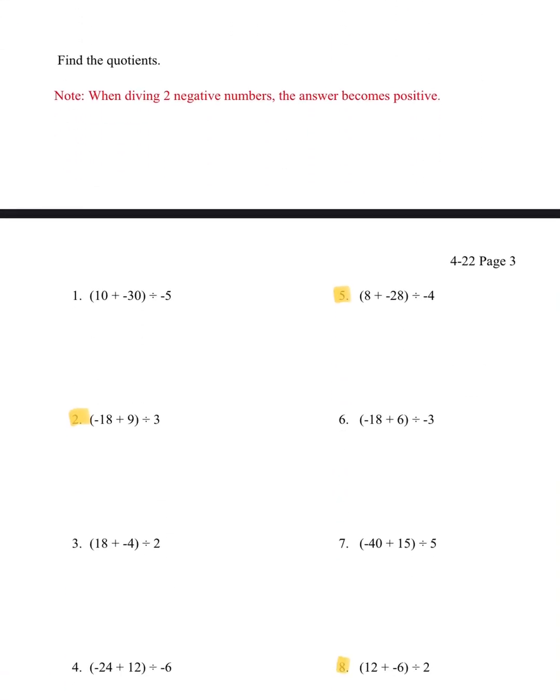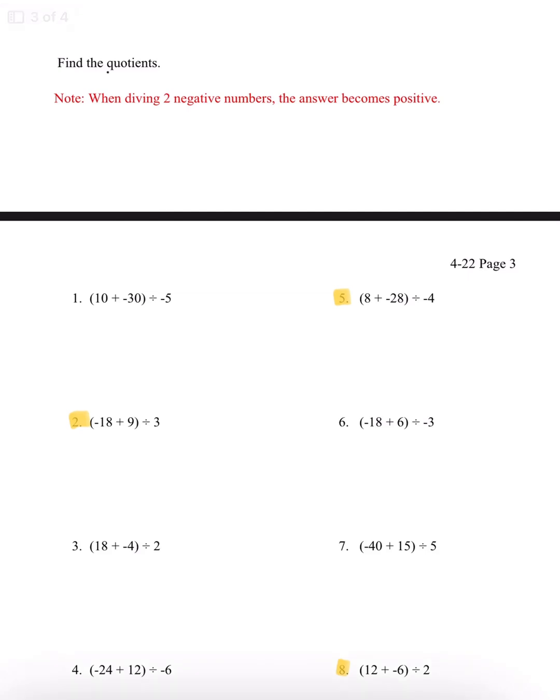Moving on to page 3, it says find the quotients. And the quotient, remember, is the answer to a division equation. So let's read our note. It says, when dividing two negative numbers, the answer becomes positive. So earlier, on the first page, when we were dividing a negative number by a positive number, our answer was a negative number. But when you're dividing a negative number by a negative, our answer becomes a positive number. I'll be going over number 2, 5, and 8.